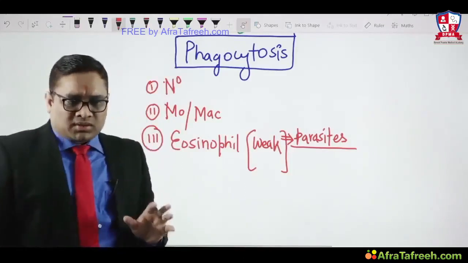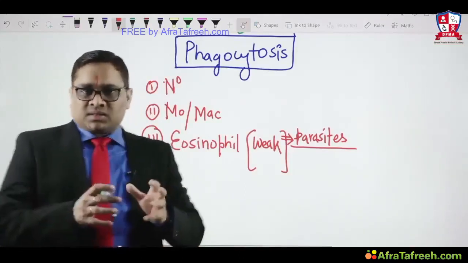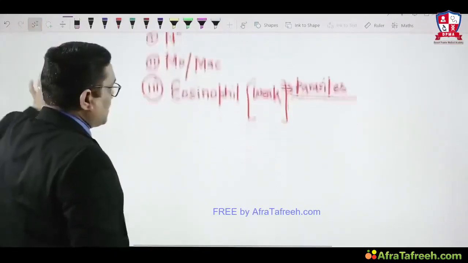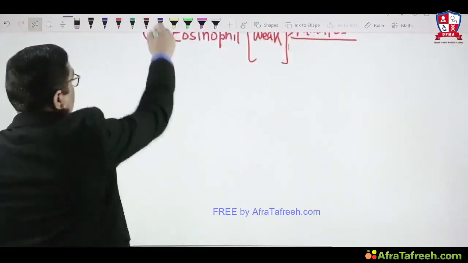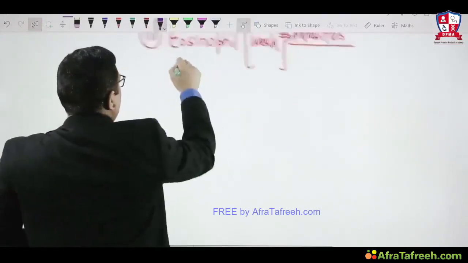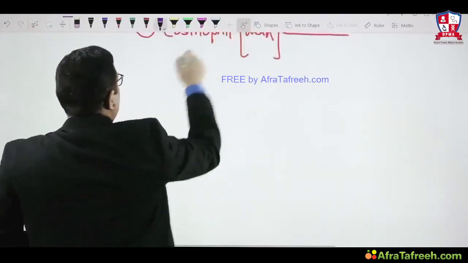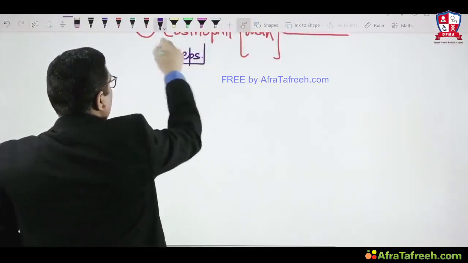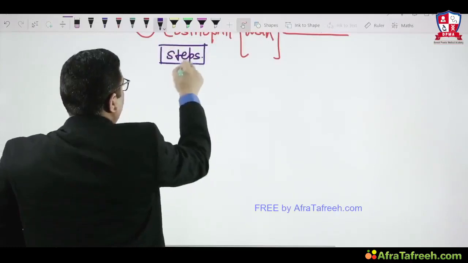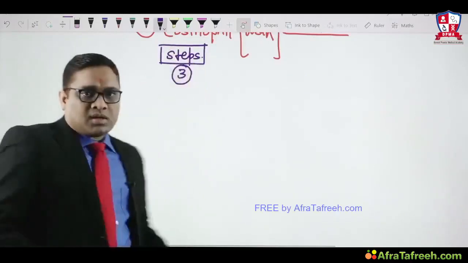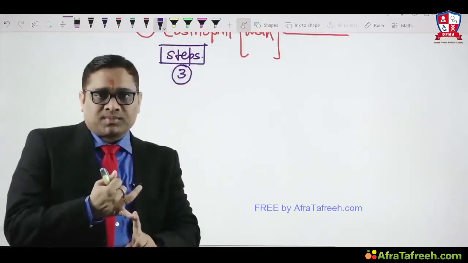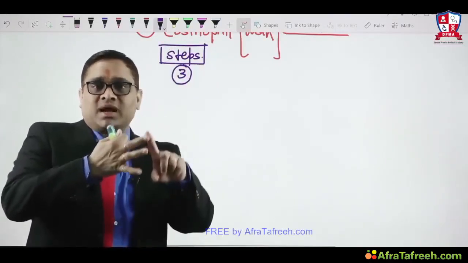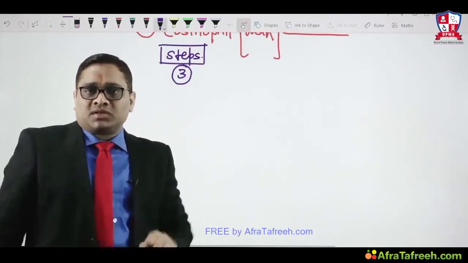Now we will see the second thing, what are the events or steps of phagocytosis. That is also important to understand. There are 3 steps in phagocytosis: recognition and attachment, number 1; engulfment, number 2; and killing and degradation, number 3.